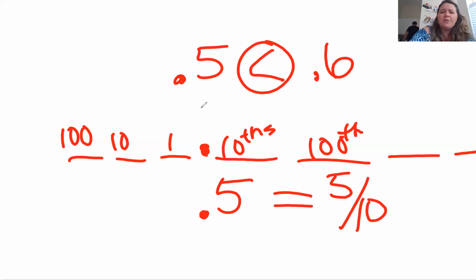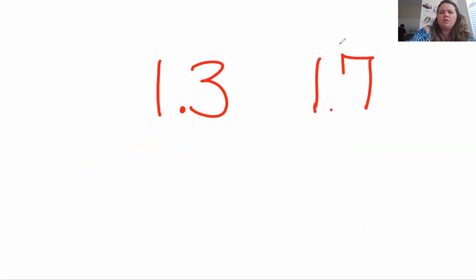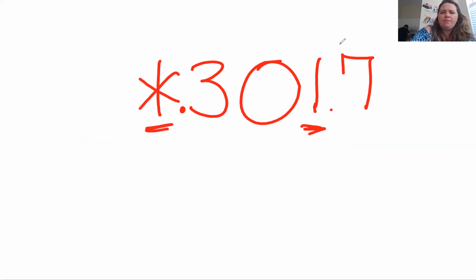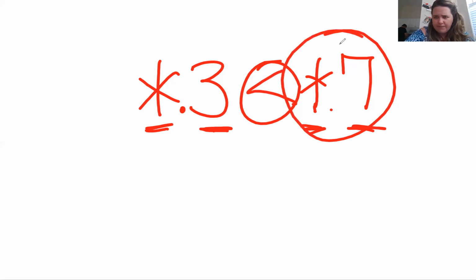5. We also learned, the day before yesterday, if we have a problem like this with a whole and a decimal, that we have to compare them by first looking at the ones, and those are the same. Then I move over and I look at the next place value, which is the tenths, and my gator mouth always wants to eat the ones that are the biggest. So he wants to eat the 7. I have to go place value by place value.